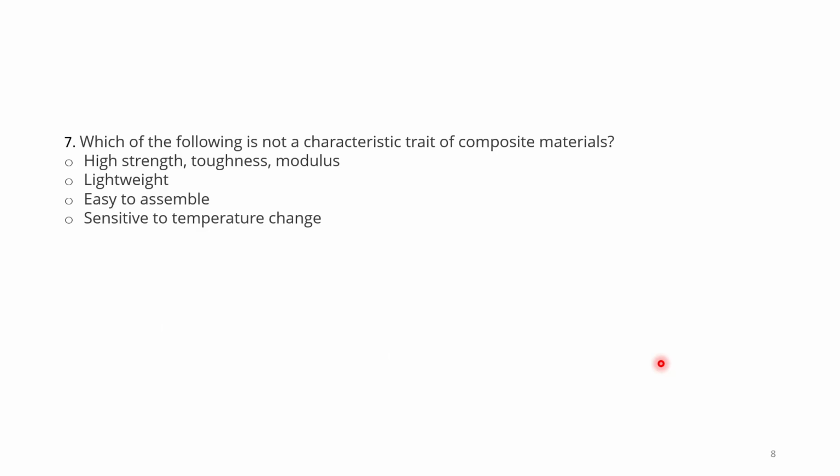Next question is, which of the following is not a characteristic trait of composite materials? Options are high strength, toughness, modulus, lightweight, easy to assemble, or sensitive to temperature change. Answer will be sensitive to temperature change. Composites are not sensitive to temperature, and other properties are true for composites.